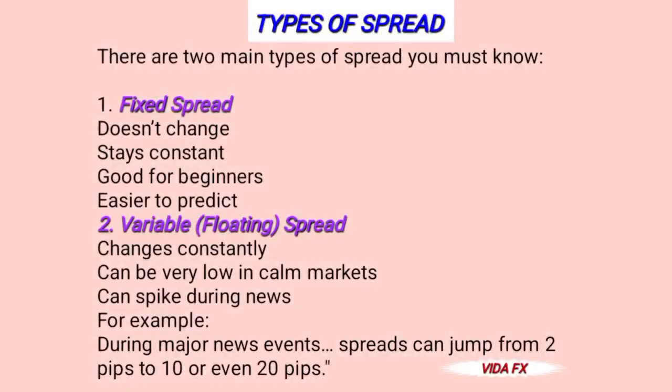So what are the types of spread that we have? There are two main types of spread that you must know. One is fixed spread, and the second one is the variable spread. Now the fixed spread doesn't change, it stays constant. It's good for beginners and it's easier to predict. The floating spread changes constantly from time to time. It can be very low in a calm market, it can spike during news events. For example, during major news events, spread can go to 2 pips, 10 pips, or even 20 pips, depending on the pair and the time you're trading those pairs.